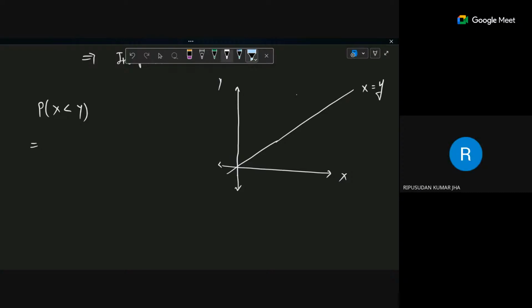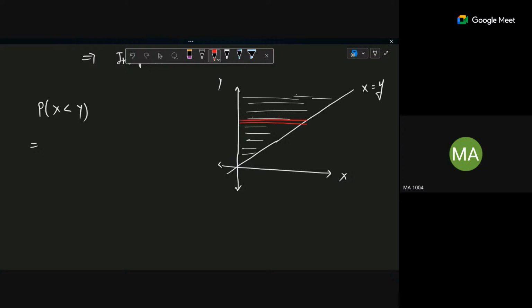Below the line will be the given region? No, above the line, not below the line. X is less than y, no? Yes, ma'am, y is greater than x, so this part is your region. Now, which strip do you want to take, horizontal or vertical? Horizontal. Why? It's easier, ma'am, 0 to y. Both are equivalent, whatever you want. Okay, fine.